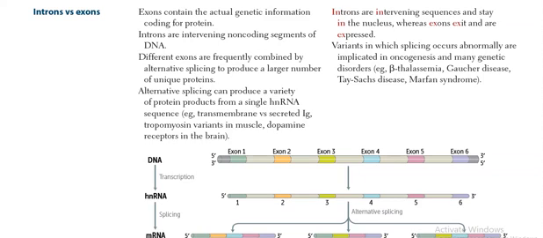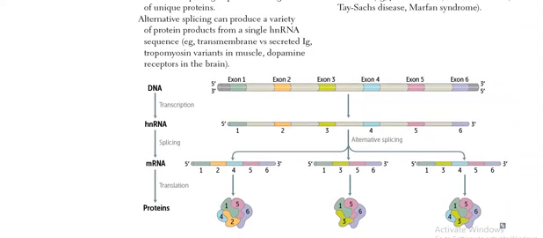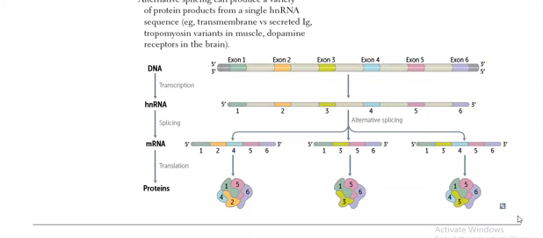So let's look into this picture and find out what alternative splicing is. As you see here, there are exons and introns. The introns are removed during splicing and the exons are randomly joined and made into different proteins from the same heterogeneous mRNA.